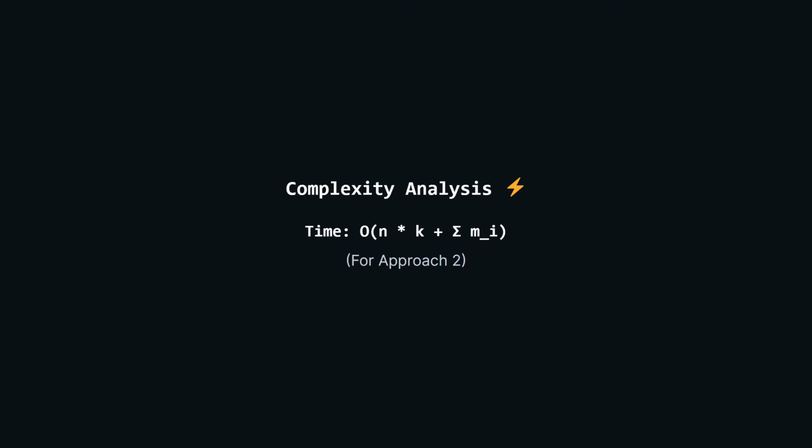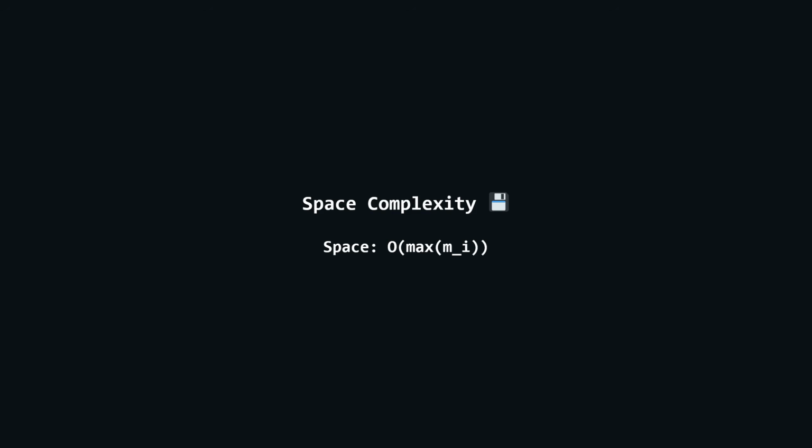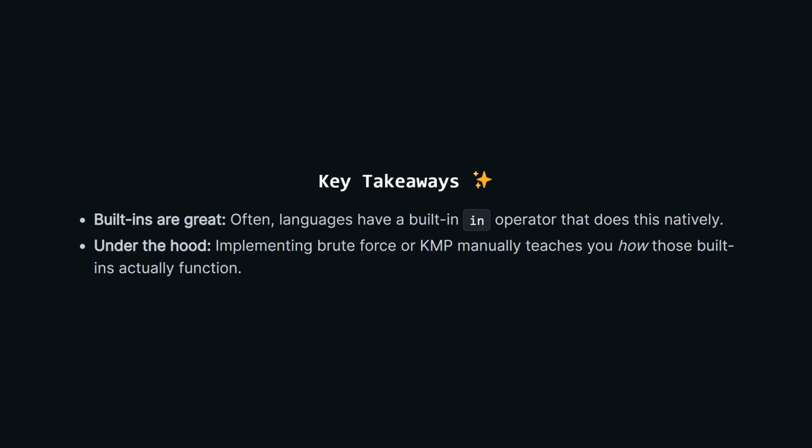By using the KMP algorithm, we improve the time complexity to big O of n times k, plus the sum of all pattern lengths. In this case, k is the total number of patterns we have. It prevents a lot of overlapping work. As for space complexity, the KMP approach requires big O of the maximum pattern length. This is because we need to allocate memory in order to build that special prefix array for the longest string we are checking.